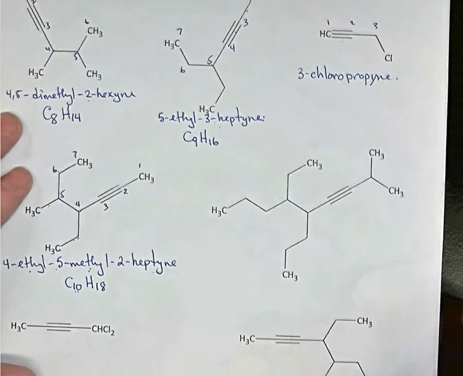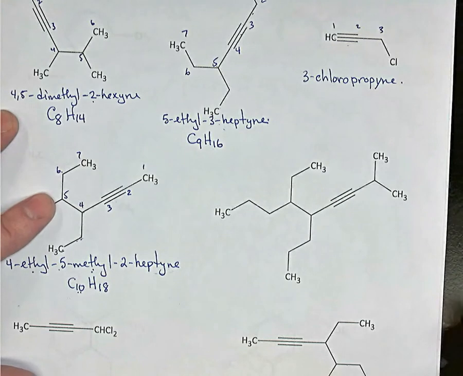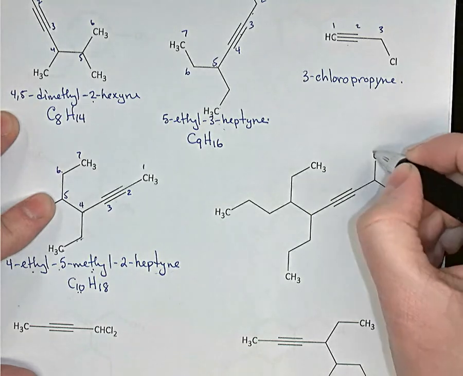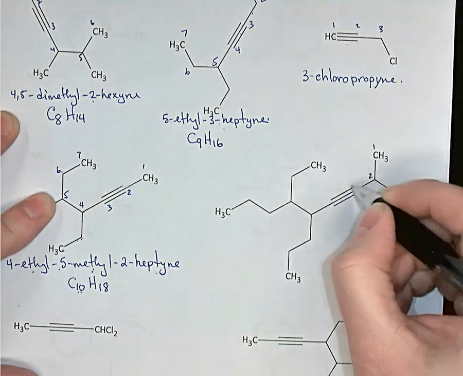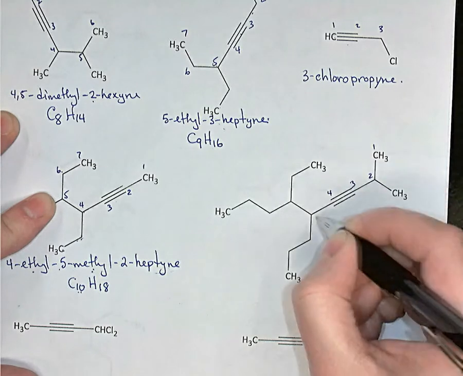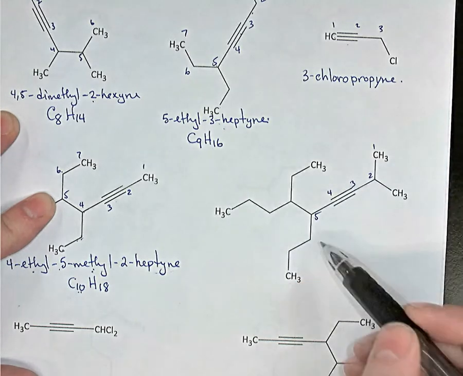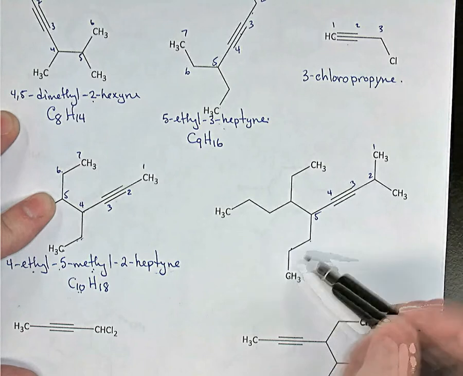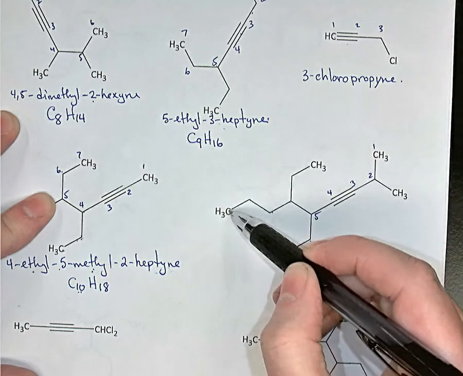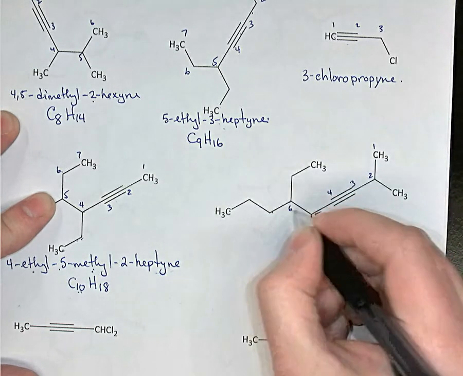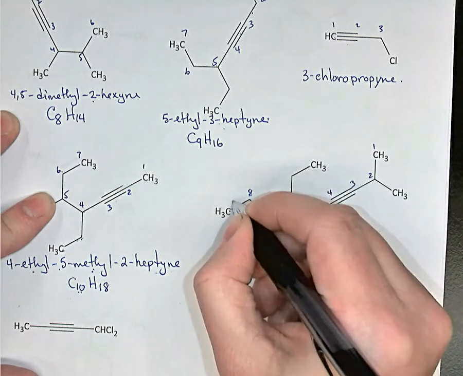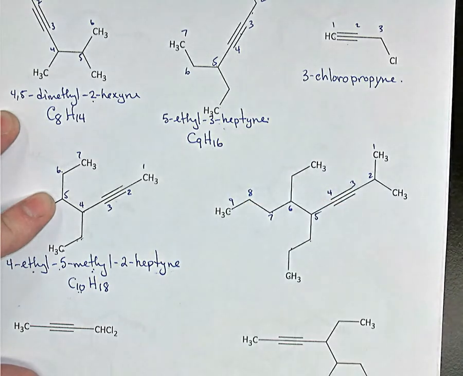Alright, this next one is an even bigger, more complicated looking molecule. Number from the end closest to the triple bond. This is another alkyne. So 1, 2, 3, 4, 5, now let's see, 6, 7, 8 if I go this way, 6, 7, 8, 9 if I go this way. So 6, 7, 8, 9. We're trying to find the longest continuous chain of carbons. So this is the first time we've seen an example of 9 carbons.